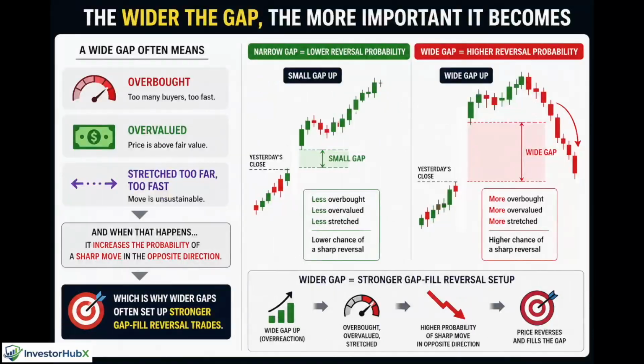Now here's a key idea most traders overlook. The wider the gap, the more important it becomes. A wide gap often means the asset is overbought, overvalued, and stretched too far, too fast. And when that happens, it increases the probability of a sharp move in the opposite direction, which is why wider gaps often set up stronger gap-fill reversal trades.